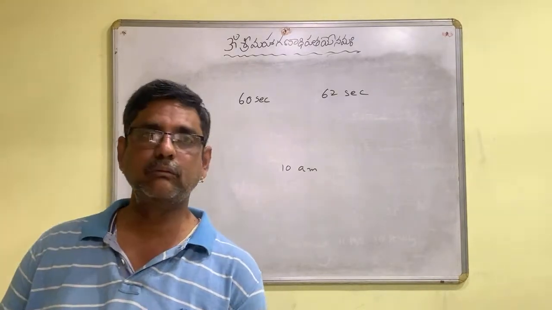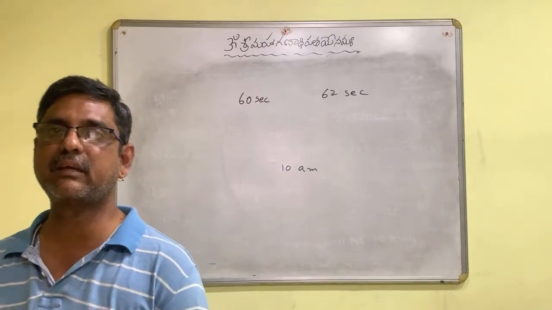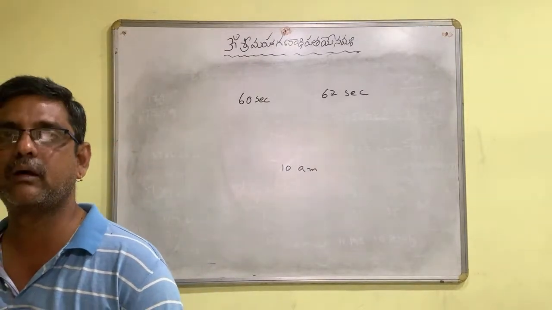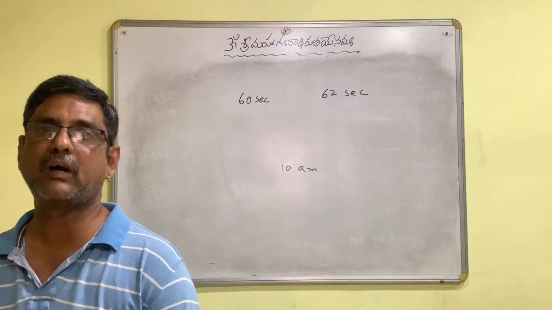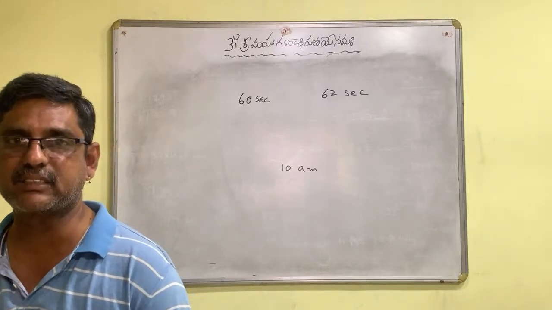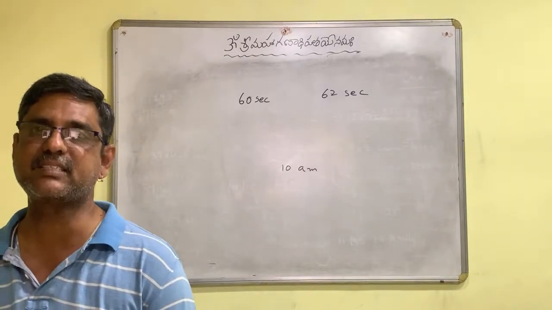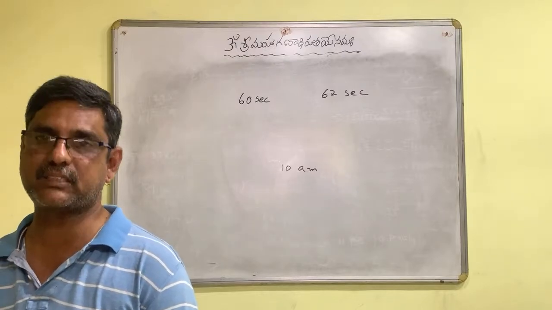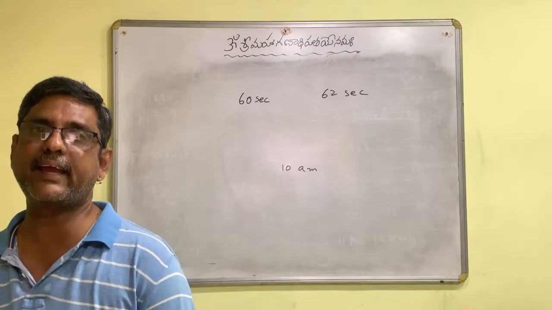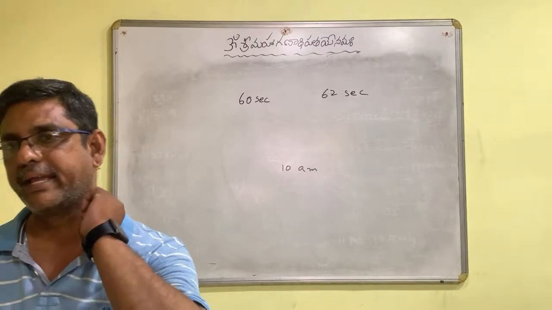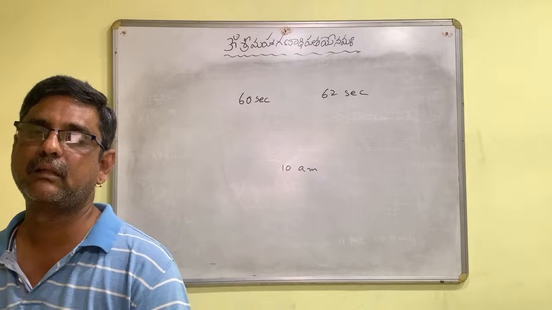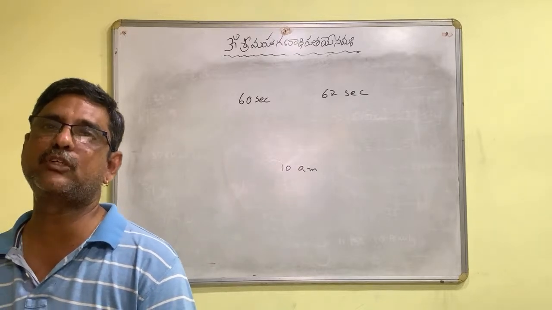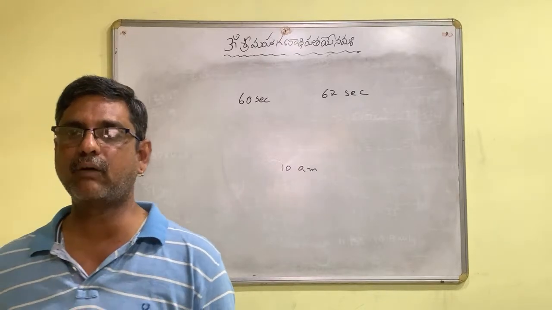There are 2 electric devices that give beeps. First one gives a beep after every 60 seconds. Second one gives a beep after every 62 seconds. So together they have given a beep at 10 a.m. in the morning. Tell me at what time again together they will give a beep. At what time?